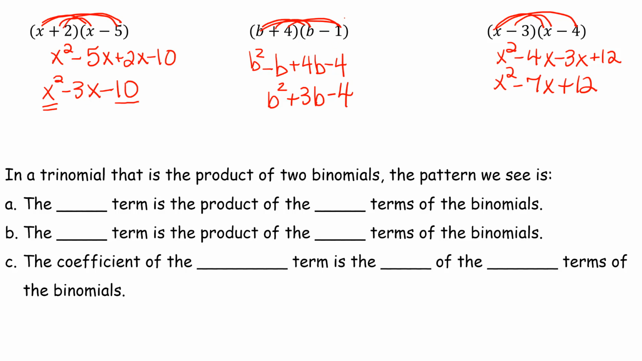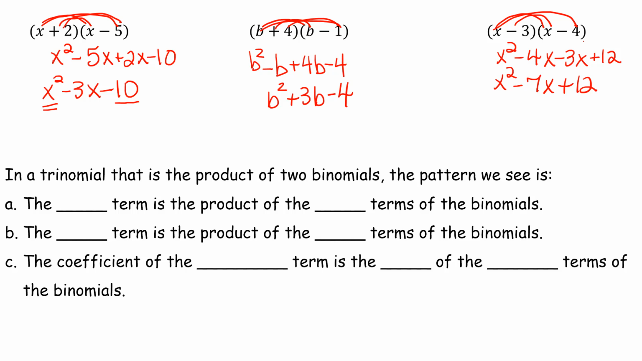All right, next one, let's see if it's still true. B squared is the first times the first. Negative 4 is the last times the last, 4 times negative 1. The middle coefficient, 3, is 4 minus 1. So still working. The last one, x squared, is the first times the first. 12 is the last times the last. Negative 3 times negative 4 is 12. And then the middle coefficient, negative 7, is the sum of negative 3 and negative 4.